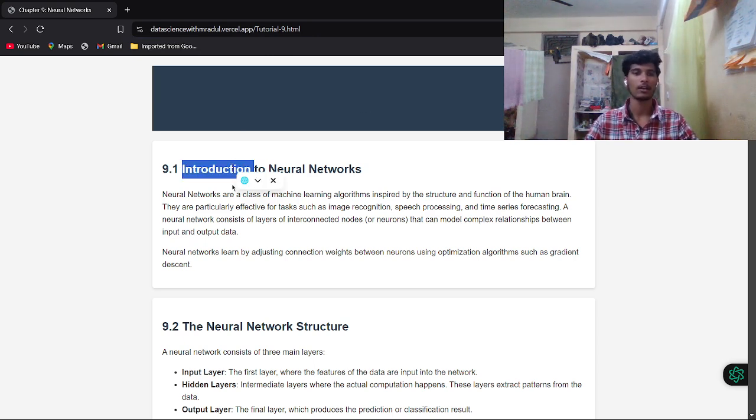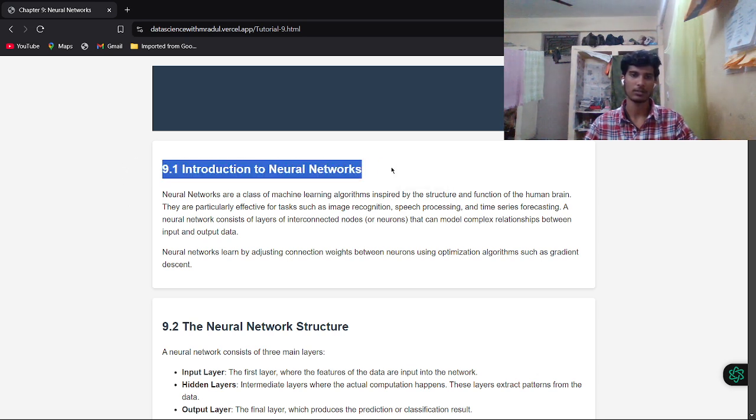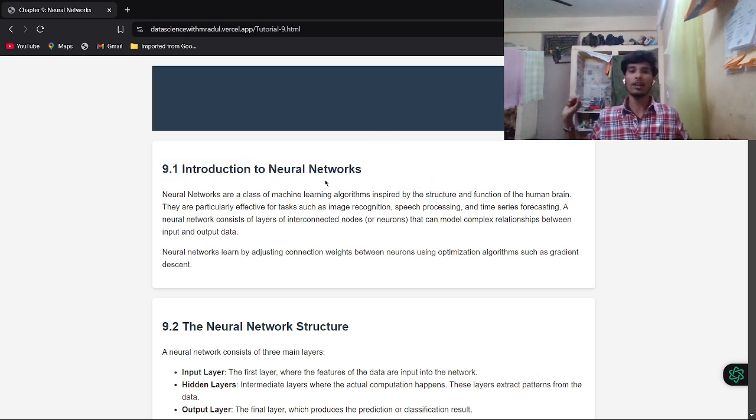So we are done with our 8 milestones. It is time to get into the ninth milestone, which is introduction to neural networks. Neural networks are machine learning algorithms which are inspired by the working and structure of the human brain. These are particularly used for image recognition, text recognition, and time series forecasting, and many other things.